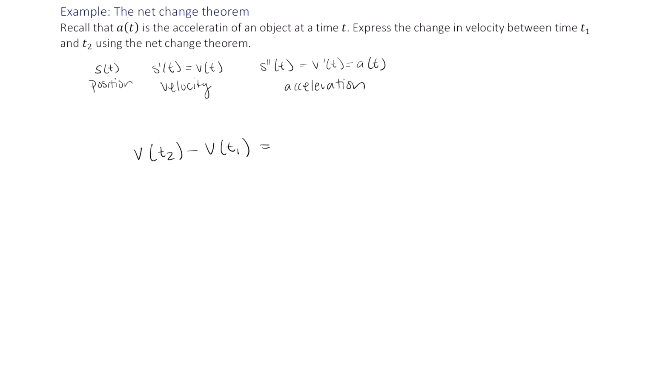If we're using the net change theorem, then we need to rewrite this as an integral. And so what is the antiderivative of velocity? Well, that would be acceleration. Acceleration measures the change in velocity. And this would be between t1 and t2.